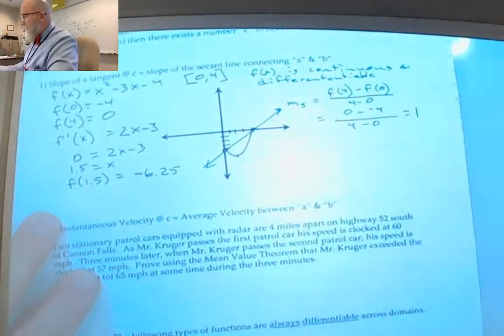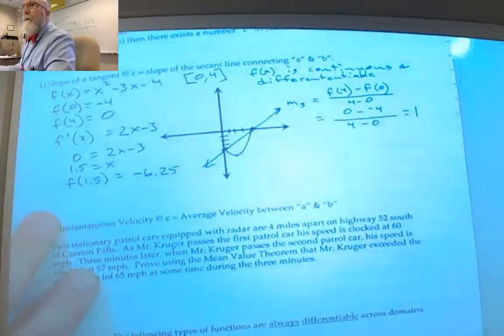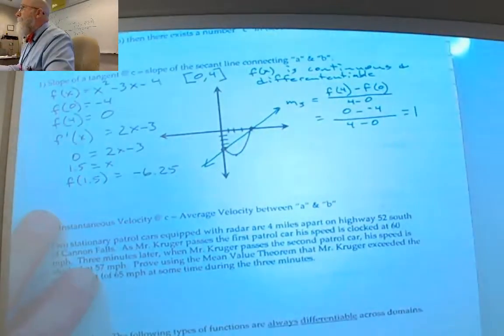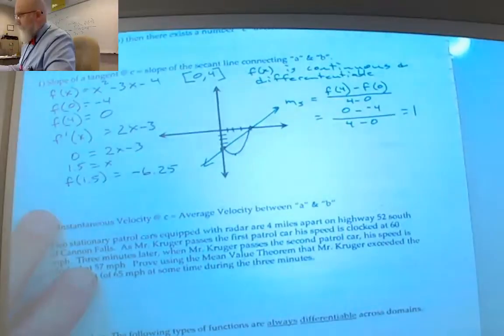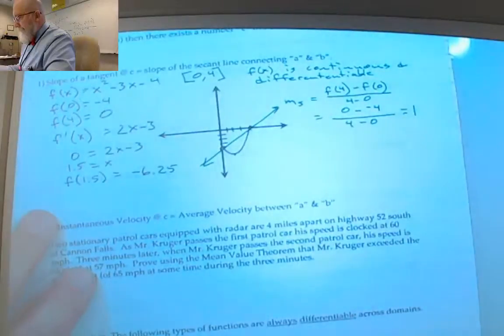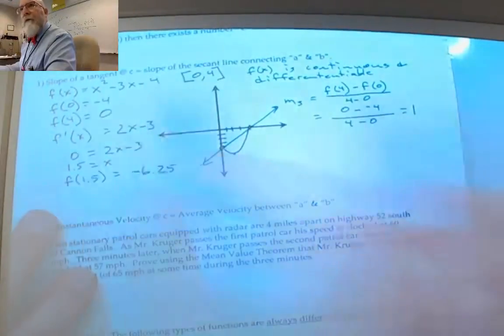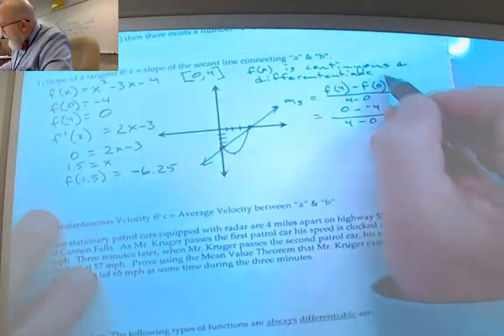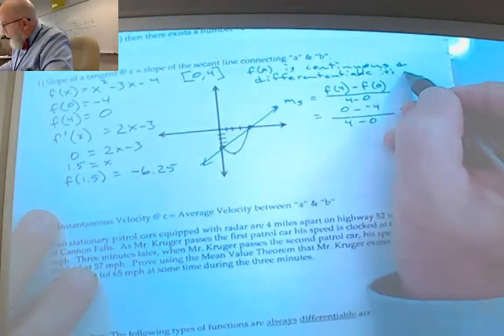Why? How do I know that? First, you were able to take the derivative of the equation, and also there's no asymptote. That is true, but how could I simply look at that and say it's differentiable without doing any work at all? Right. It's a polynomial.